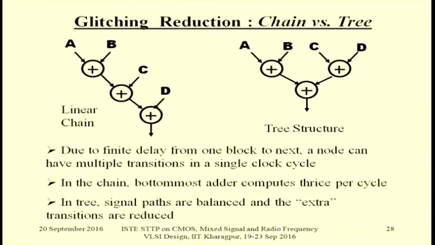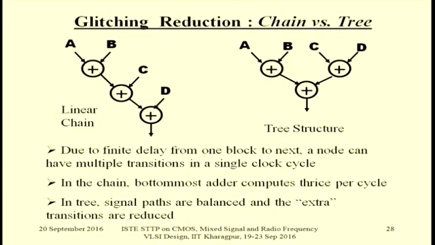Next, consider glitches. Glitch means undesired power consumption due to differences in switching along different input paths. For example, A, B, C, D are inputs. Let us say they are simultaneously activated. In this linear chain with a straightforward implementation, this adder will be activated once, and this adder will be activated twice. Why? Because C comes in the very beginning, and whatever the result is, it is added.